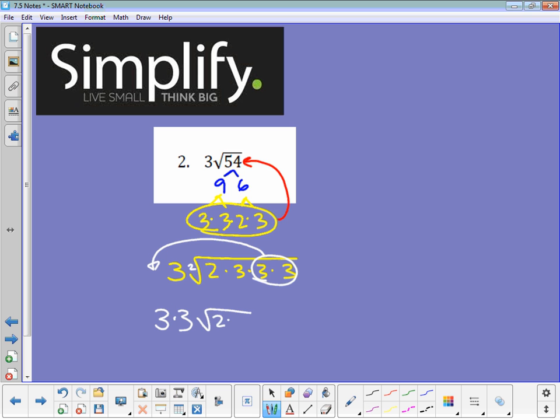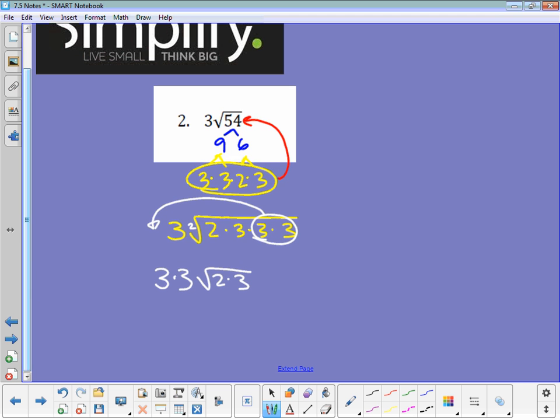Underneath, I'm left with 2 times 3. And now I can put that all back together. When I pull that 3 out front, it gets multiplied. 3 times 3 is 9. Underneath, I put that back together. 2 times 3 is 6. So I have 9 root 6 for that answer there.